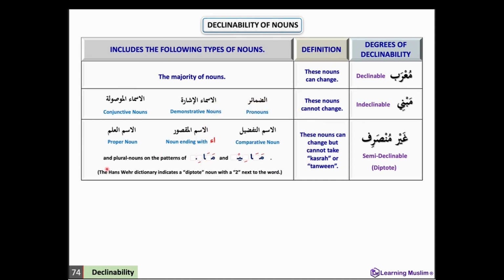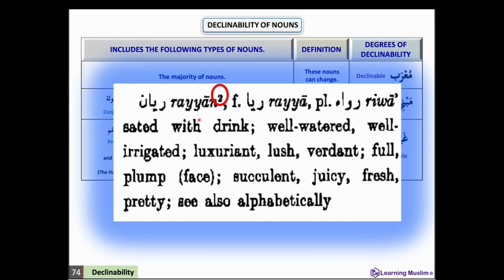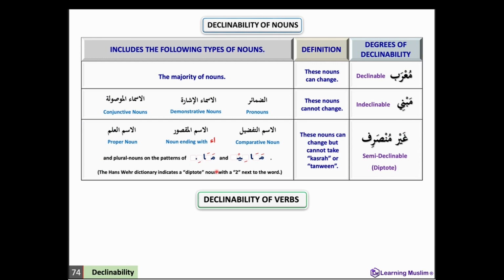And a helpful note here is that the Hans Wehr dictionary indicates a diptote or غير منصرف noun with a small little tooth next to the word. So that was declinability of nouns.